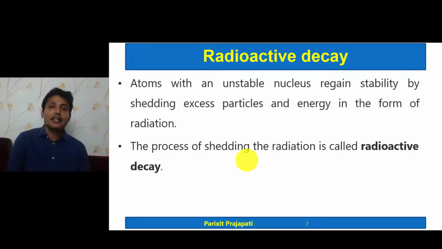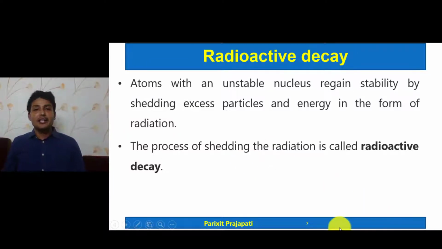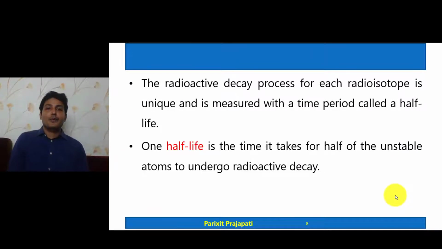Next, radioactive decay. Already I said that any unstable nucleus will try to gain stability by shedding excess particles and energy in the form of radiation. That process of shedding the radiation is known as radioactive decay. Now, the radioactive decay process is unique for each radioisotope.